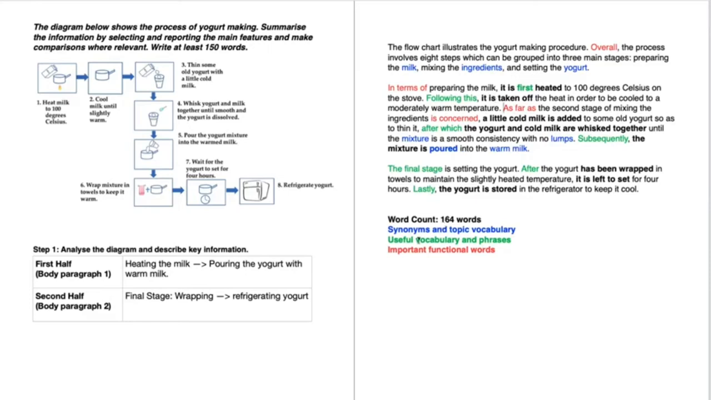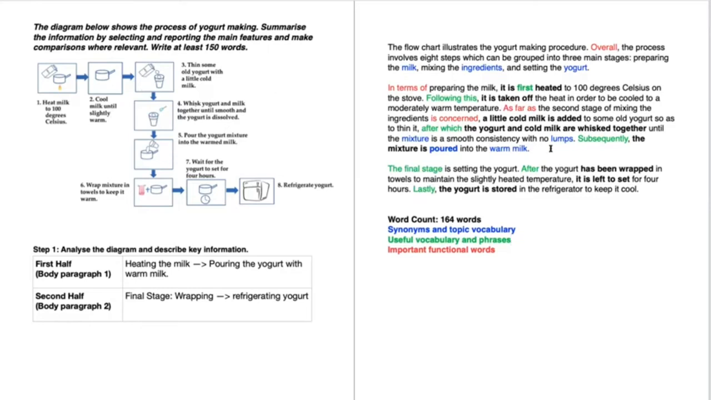Now let's take a look at our useful vocabulary and phrases. This is in green. So this is very similar to what we saw in our sequencing slide. First, following, after which, subsequently, the final stage, after, and lastly. These are very similar to your important functional words, but they're very specific to stages and sequencing. So make sure that you are committing these to memory and using them when necessary, where appropriate in your essay.